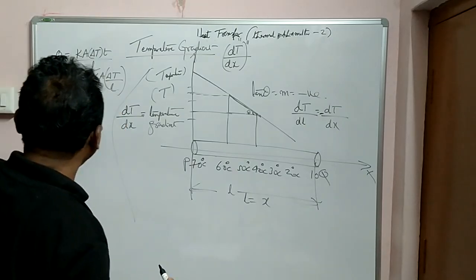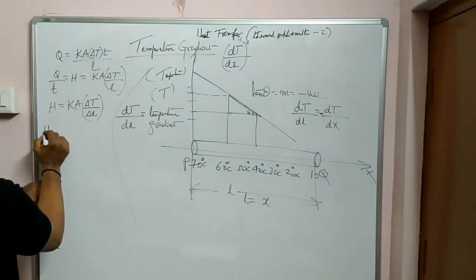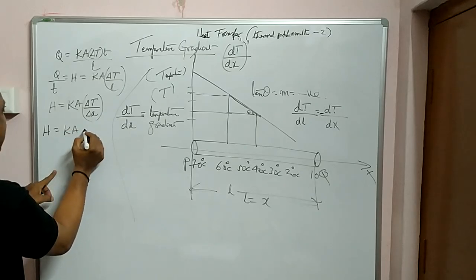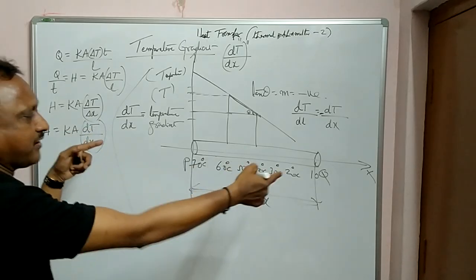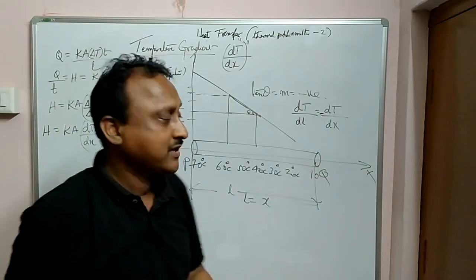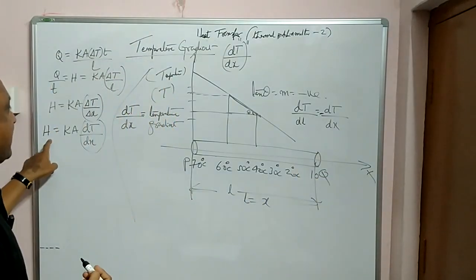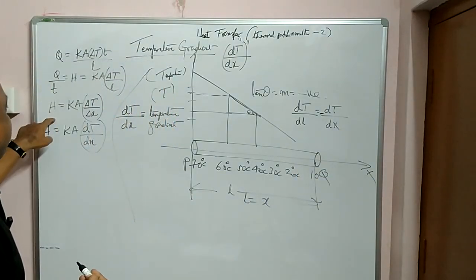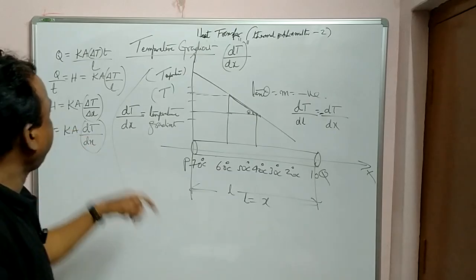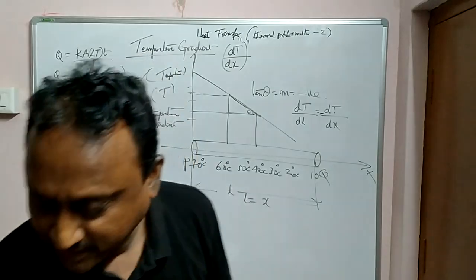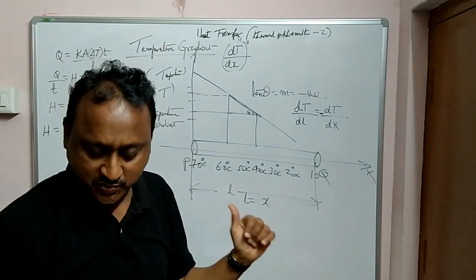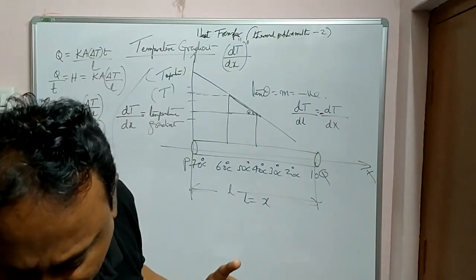Sometimes you can write delta T by delta x, or you can also write dT by dx, where x is the length of the rod, or L is the length of the rod. Like this also you can express the heat current value, because Q by t is equal to heat current. In this fashion you can explain the theory of temperature gradient by using a graph. Clear, all of you now?